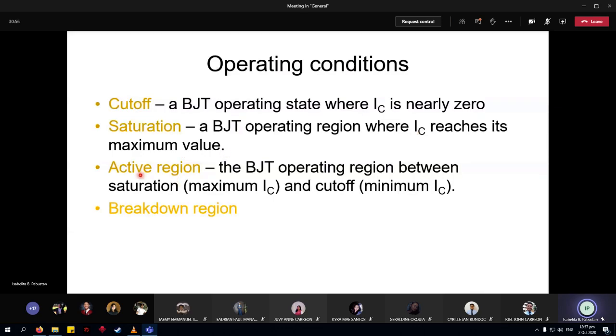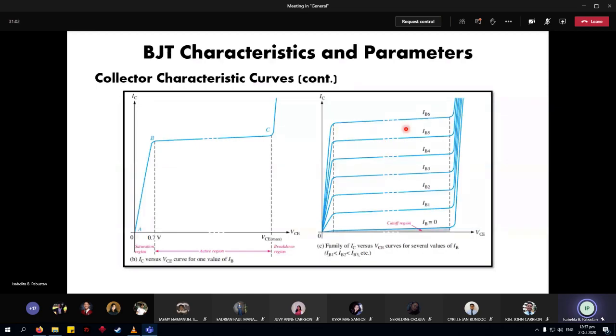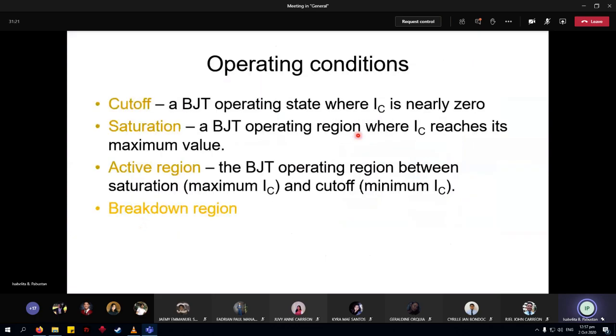Now, there will come a point also that even when you increase pa the IB, the IC will not increase anymore. Okay? That is already saturation. There will come a point that even if you increase the IB, the IC will not increase anymore. Parang yan na yung last. Okay?